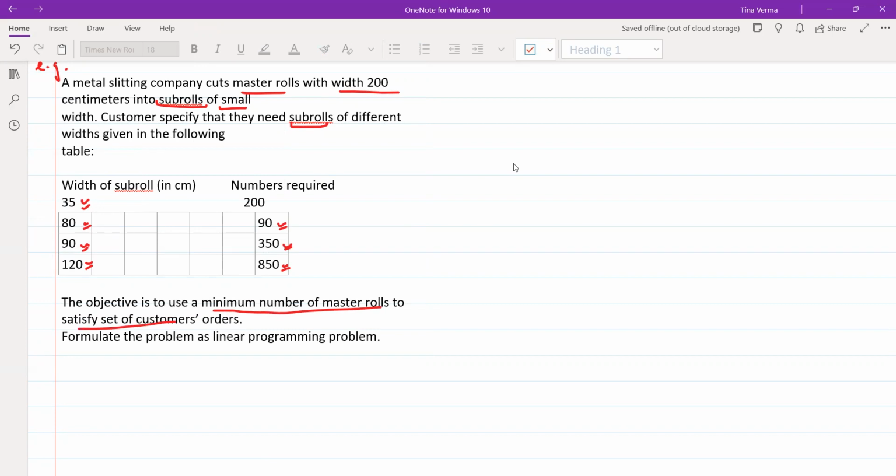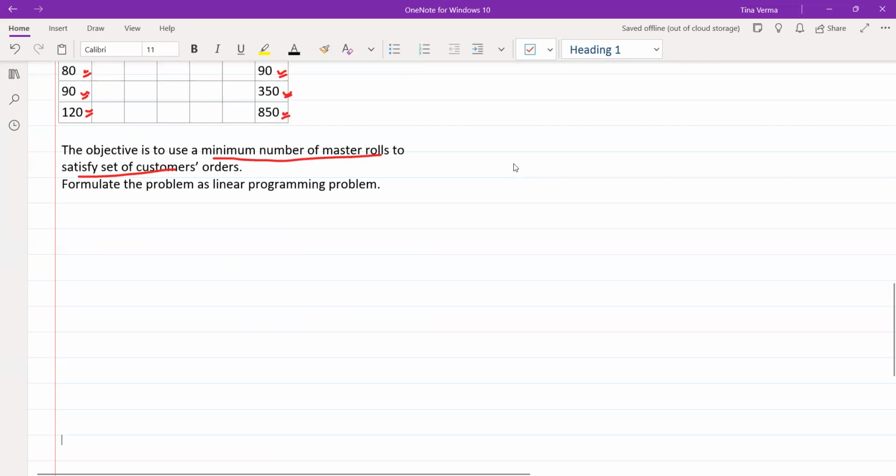So like in the previous example, there we have one metallic sheet. In this case, what we have is one master roll which is of width 200 centimeter. That means उस 200 सेंटीमीटर में से आपने कितने सेंटीमीटर के रोल कट करने हैं 35, 80, 90, 120. And the objective function is same, that you have to use minimum number of master rolls, right? So first you will discuss the patterns in which you can cut your master roll into your sub rolls, right?